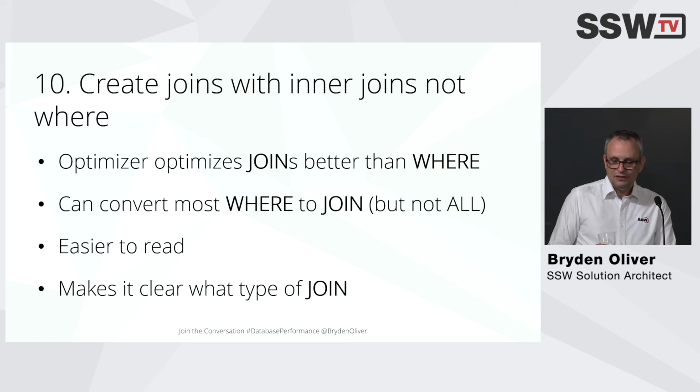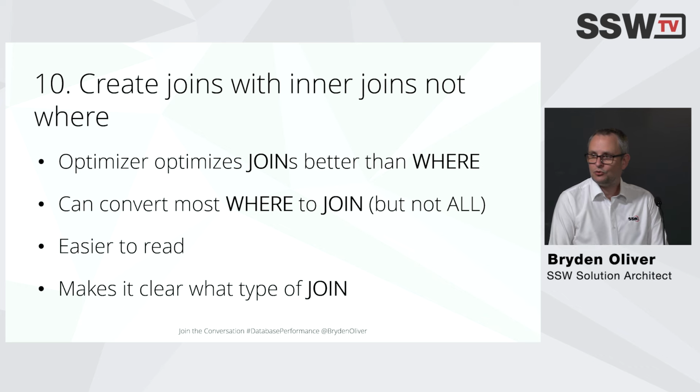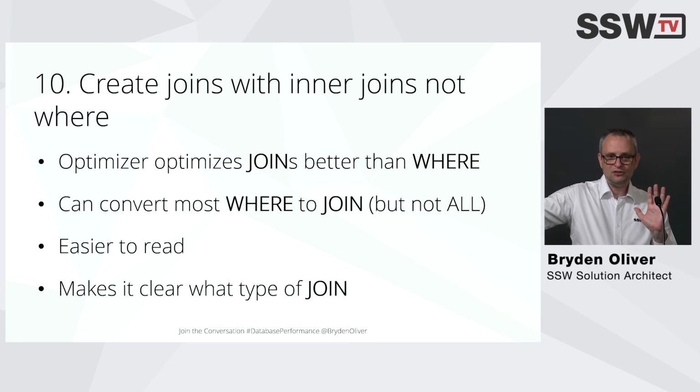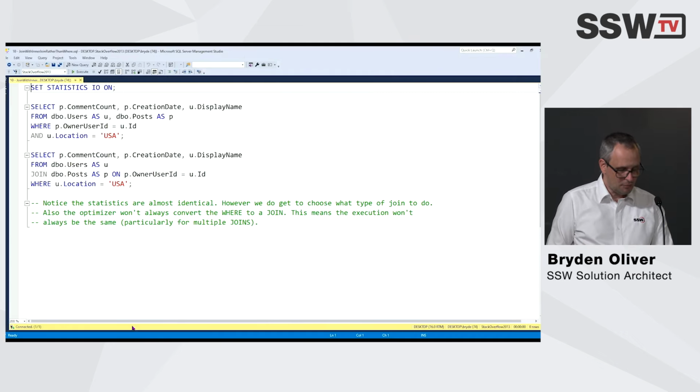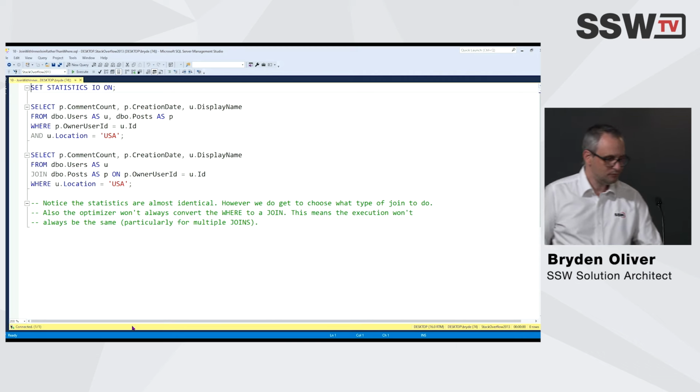The other thing is, it makes it clearer what type of join you're doing. Are you doing an inner join, where you just get all of the stuff that matches in both sides of the join? Or are you doing an outer join, where if the row doesn't exist in the second table, you still get nulls for the second table's values? So it's much easier to be clear about what your intentions are.